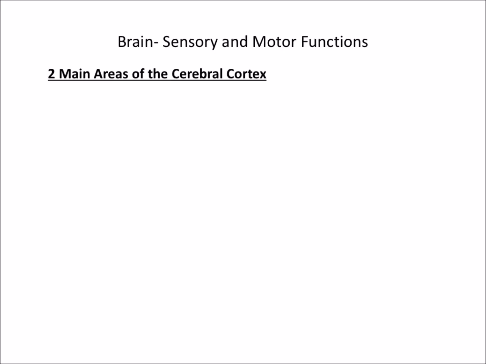In terms of its function, there are two major areas of the cerebral cortex. The first area is the motor area. The second area is the sensory area. Note, area and cortex can be used interchangeably. Within the motor area, there are three major sections of the cerebral cortex.